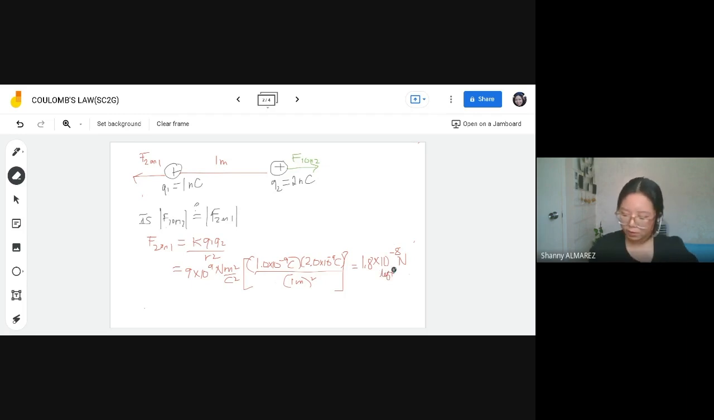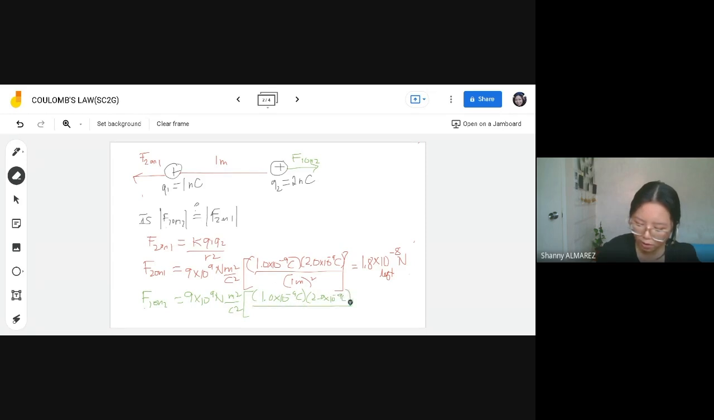Next, how about the second? If this is the F2 on 1, how about the value of F1 on 2? Ilan ang magiging value niya? Same lang, di ba? Parehas lang siya ng values involved. 1.0 times 10 raised to negative 9 coulomb, 2.0 times 10 raised to negative 9 coulomb, all over 1 meter squared. Therefore, same lang siya.